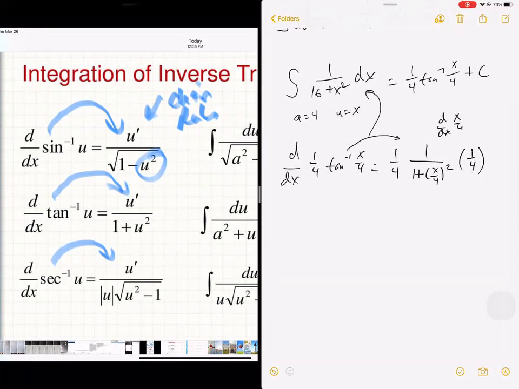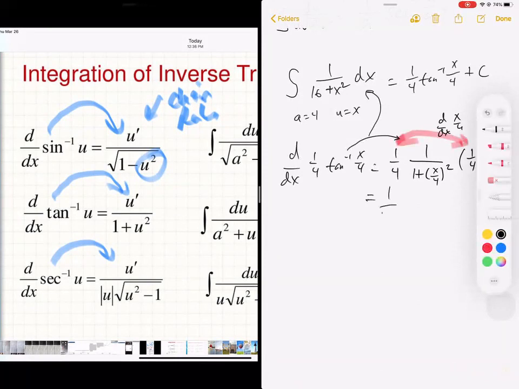Now we see 1/4 on the outside and 1/4 inside. Let's go ahead and multiply those together. Multiply these together. That will be equal to 1 over 16.